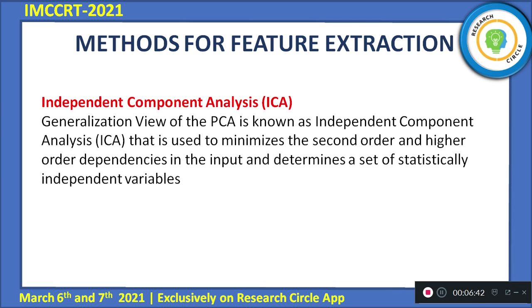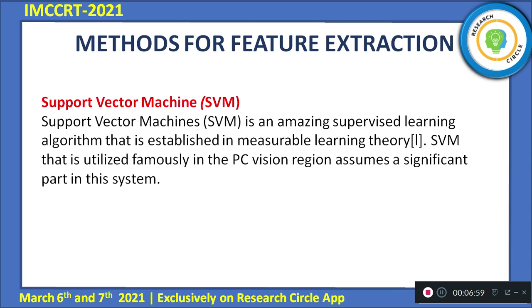Generalization view of PCA is known as independent component analysis, that is used to minimize the second order and higher order dependency in the input and determines a set of statistically independent variables. Support vector machine (SVM) is an amazing supervised learning algorithm that is established in measurable learning theory. SVM, that is utilized famously in the computer vision area, plays a significant part in the system.